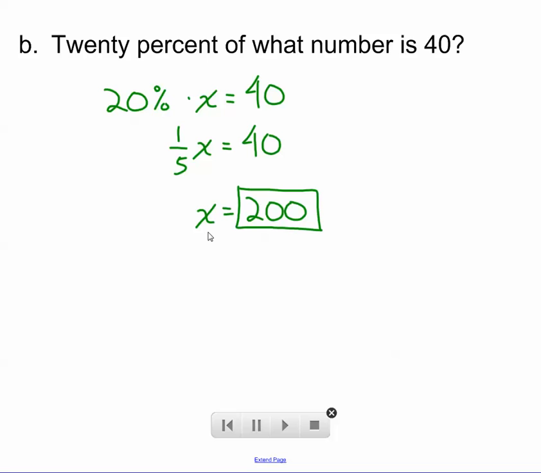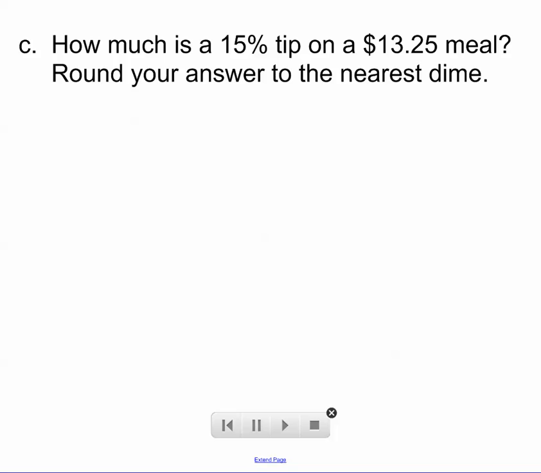Does my answer make sense? 20% of 200, is that 40? Yeah. Okay, that makes sense. 1/5 of 200 should be 40. So how much is a 15% tip on a $13.25 meal? And we're going to round our answer to the nearest dime. Yeah, we're not going to leave pennies as a tip here, so we'll just round to the nearest dime.